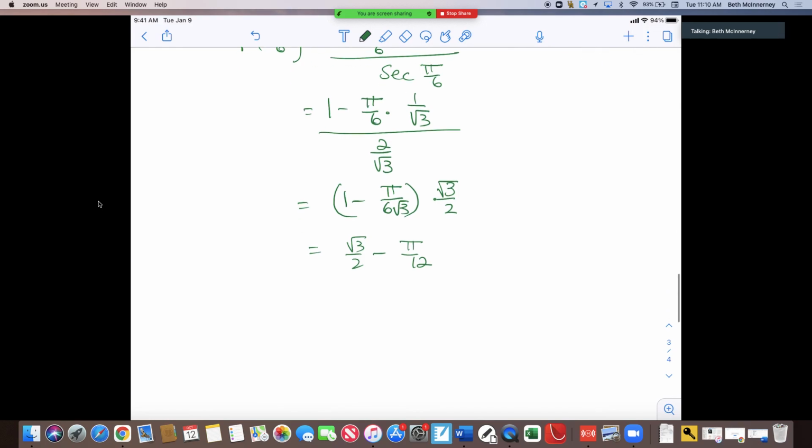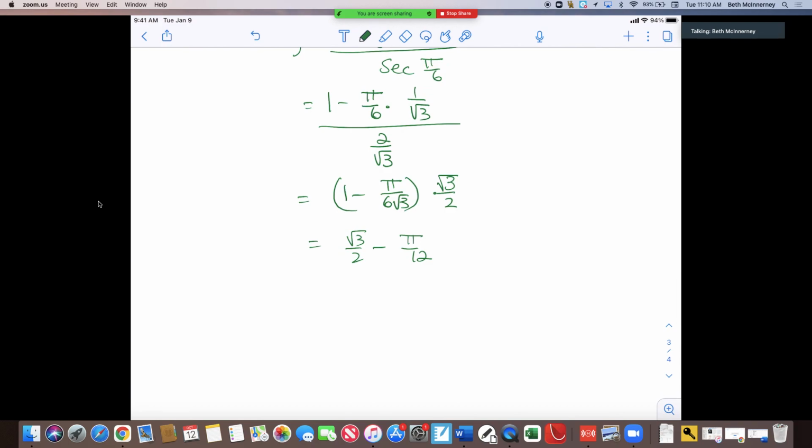Now, suppose this wasn't one of my answers and it was a common denominator of 12. I could, in fact, multiply the first one by 6 over 6, and I could see that.